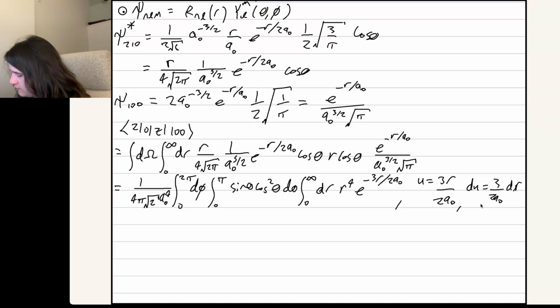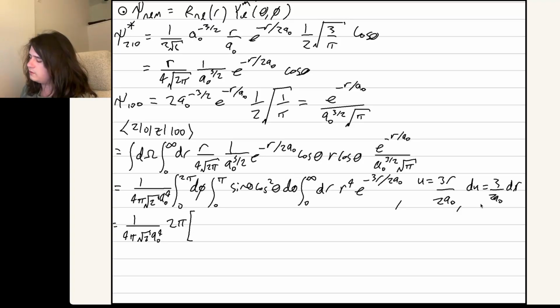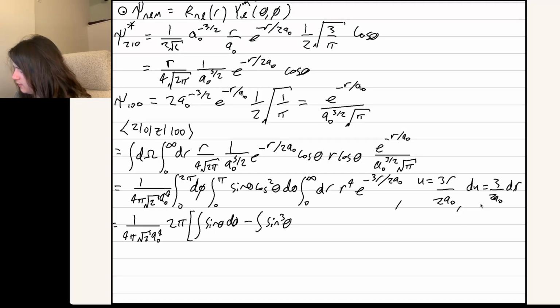I'm going to actually do the azimuthal integral because it is just 2 pi, so that isn't hard, I don't think. I'm going to expand this integral using the trig identity where cosine squared theta is equal to 1 minus sine squared theta. So we have just an integral of sine theta d theta, as well as minus the integral of sine cubed theta d theta from 0 to pi. Blech.